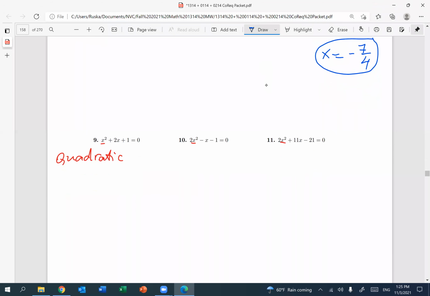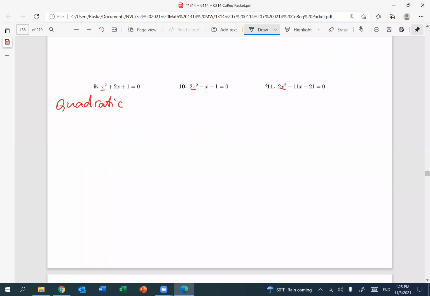Now the quadratic equations, let's pick one of those also. You can solve it with factoring, or you can solve it with the quadratic formula, and you know all these methods, right? So let's just do one of those for practice. Which one do you want me to do? 11, 10, or 9? Okay, let's do 11.